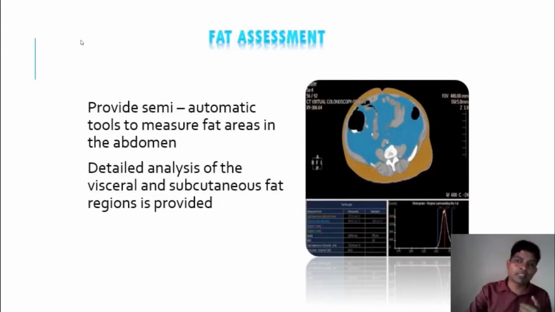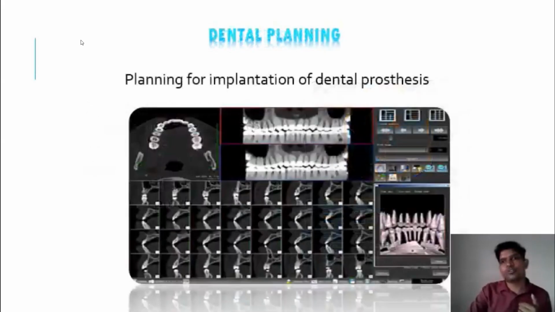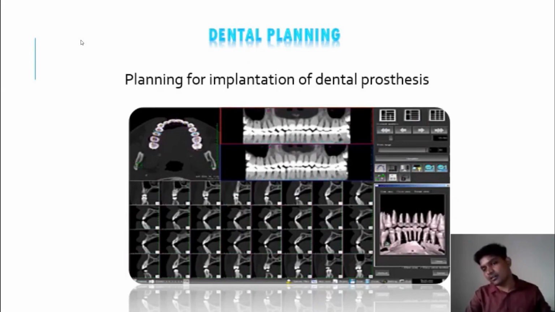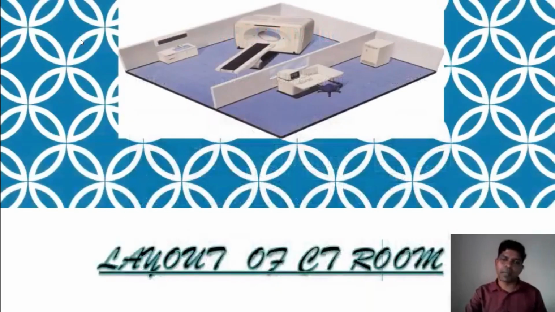Fat assessment nowadays is one of the important post processing techniques everywhere, because fat is one of the commonest factors in the human body. Dental planning is now done very little with CT, because of cone beam CT. They have dental equipment itself, really well developed, a dental cone beam CT. Due to that, dental planning is available there.